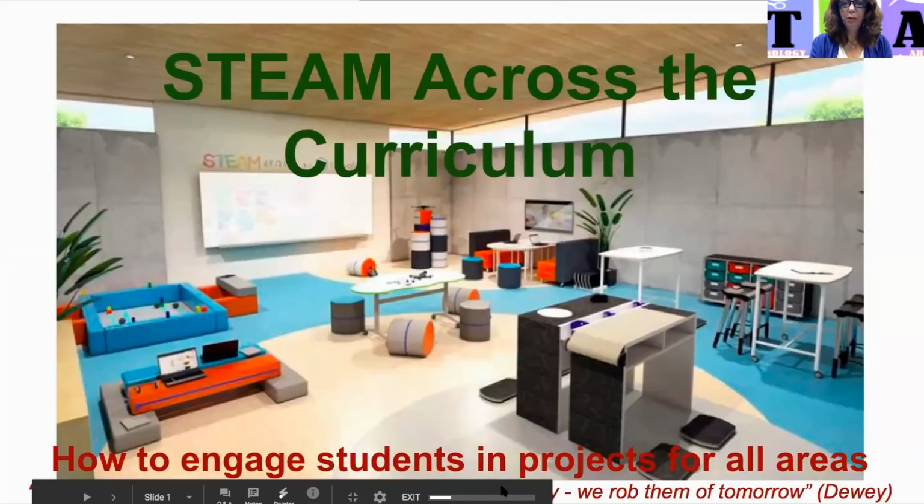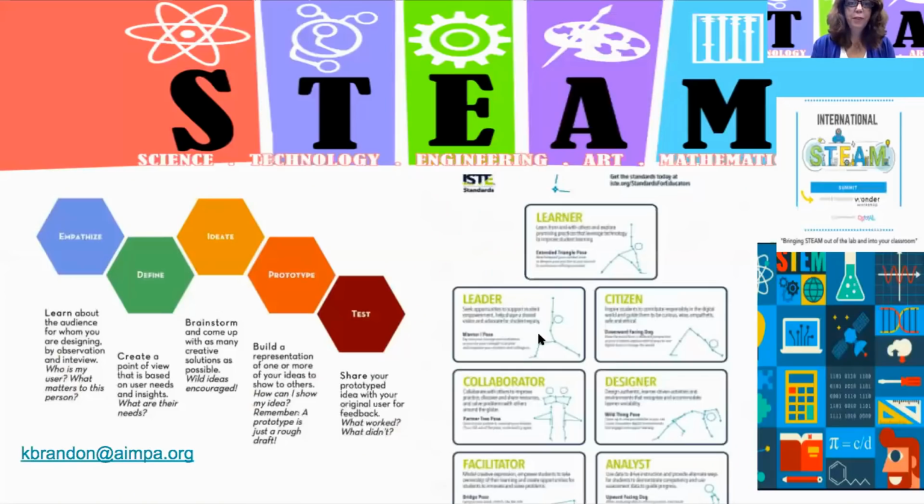How to engage students in projects for all areas. STEAM incorporates science, technology, engineering, art, and mathematics. Now, most people are familiar with STEM, but the STEAM piece is a little bit new with the A. The arts are an integral part of STEAM because we have students who struggle on a daily basis in their core classes and don't feel success much of the day.